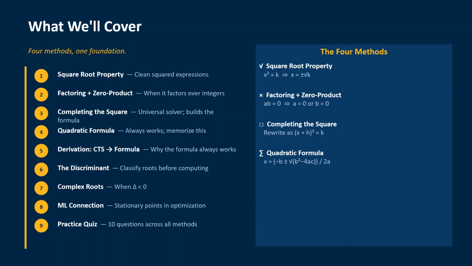Here is what we will cover today. We start with 4 solving methods: the square root property, factoring with the zero product property, completing the square, and the quadratic formula. Then we look at how the formula is derived from completing the square. After that, the discriminant and complex roots. We connect it all to machine learning with stationary points, and we finish with a 10-question practice quiz. A lot to cover, so let us get right into it.